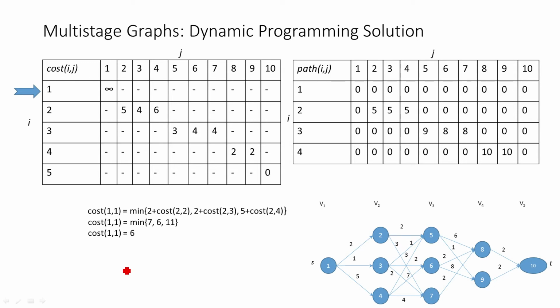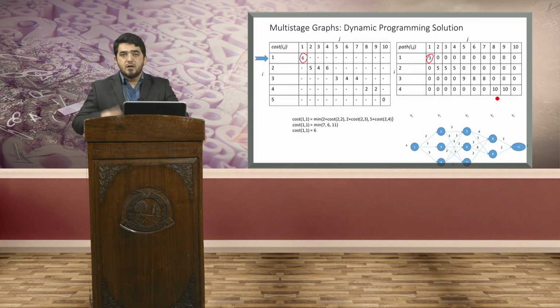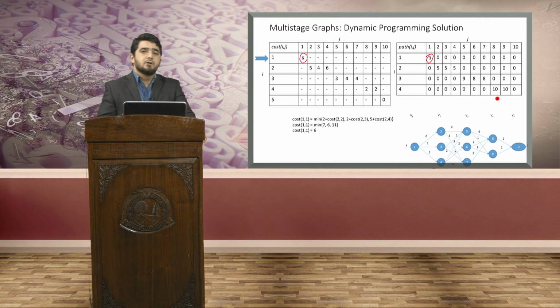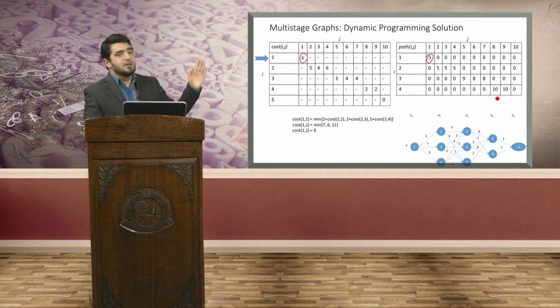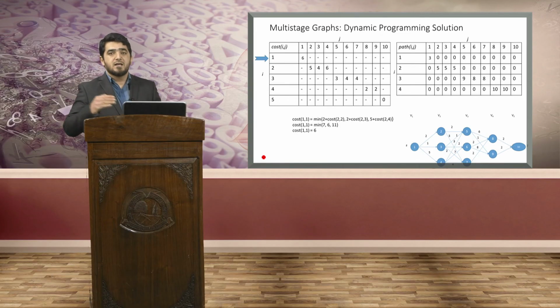And we store this value, the cost of 6, in the cost array for node number 1, and we also store 3 in the path array for node number 1 in stage number 1. If the given problem does not require us to generate the final path, if it requires only the minimal cost of the path, then we can simply omit maintaining this path array. But if it requires both the value of the minimal cost as well as the path itself, then we need to maintain this array as well.